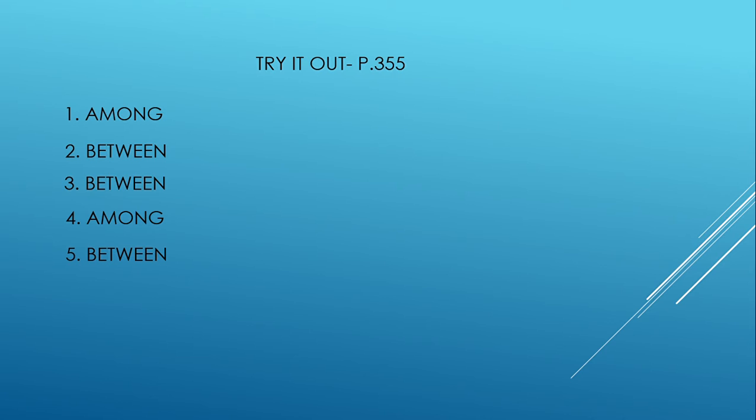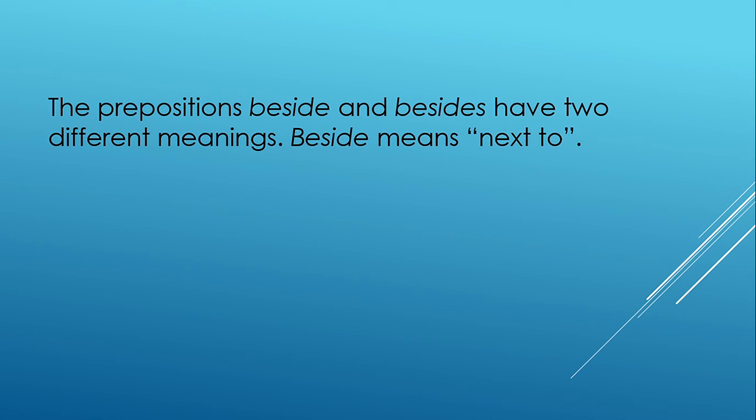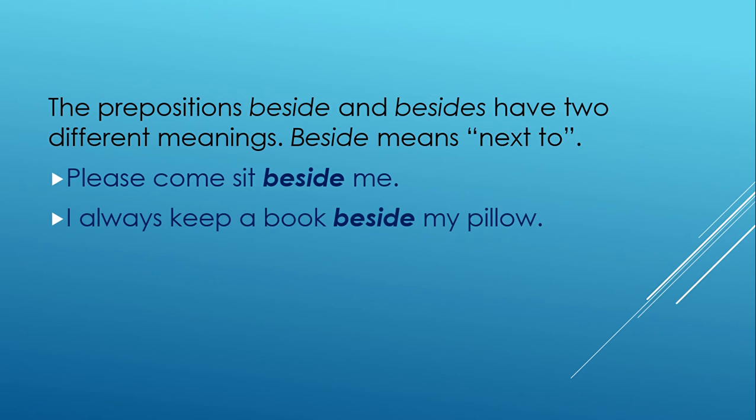So now let's go on and talk about the other two that get easily confused, and that is beside and besides. So the prepositions beside and besides have two different meanings. Beside means next to. So for example, please come sit beside me. I will always keep a book beside my pillow. So that's like next to.